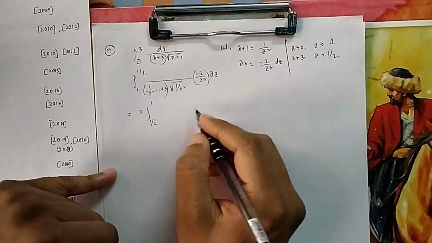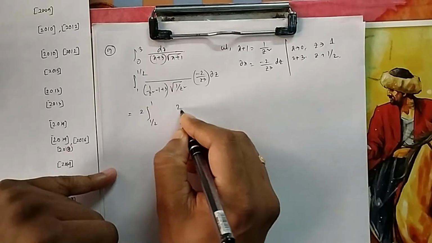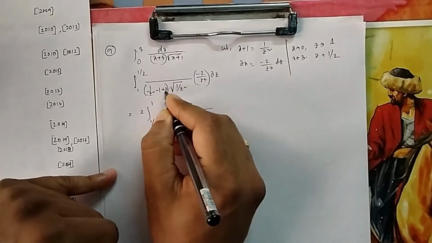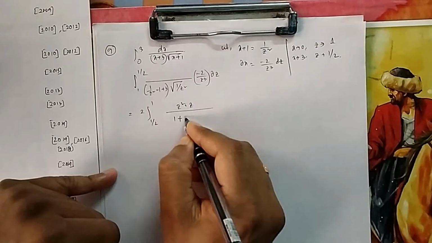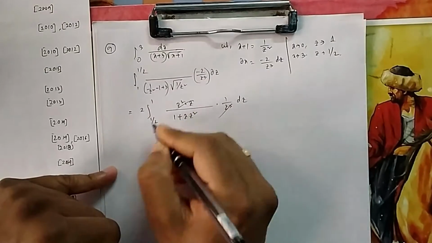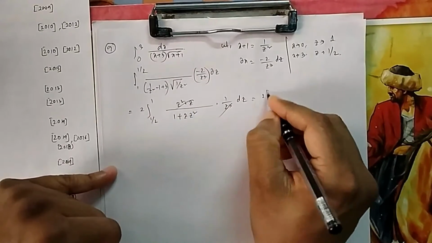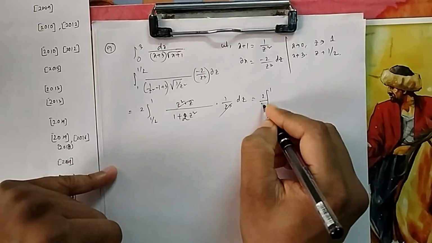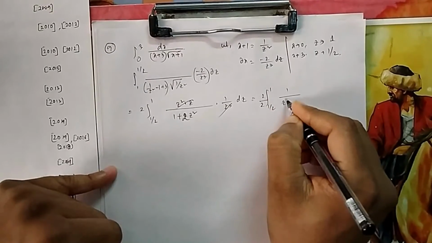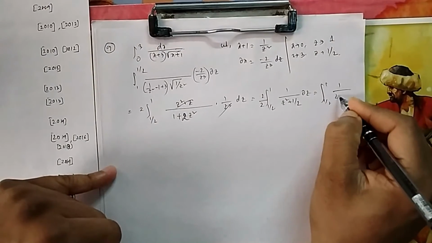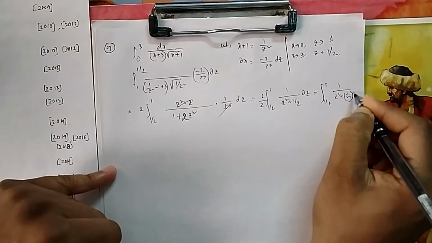You can change this limit, and this z square, if you take LCM, then z square into this z, and it will be 1 minus 1 plus 3, that is plus 2z square, and it is 1 by z cube dz. So you can see this z cube gets cancelled. So you are left with half to 1, then 2z square. You can take 2 common this side, so it will be z dz. So it will be half to 1, 1 by z square plus (1 by root 2) whole square dz.